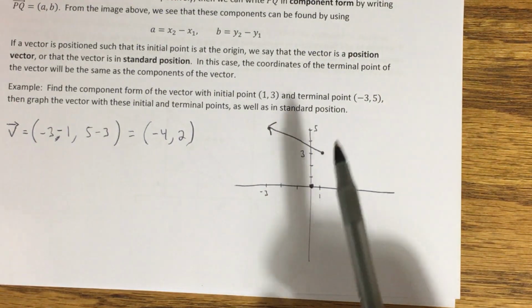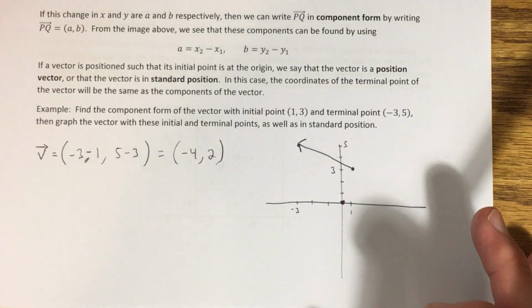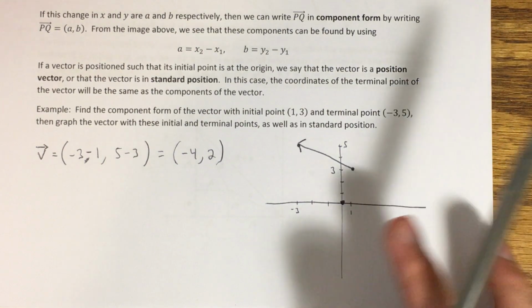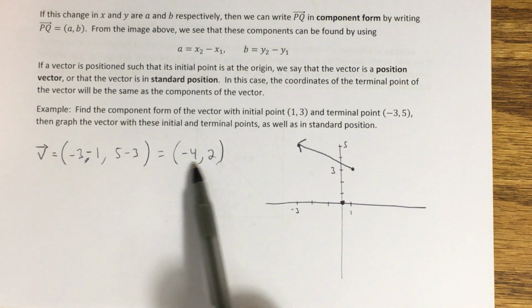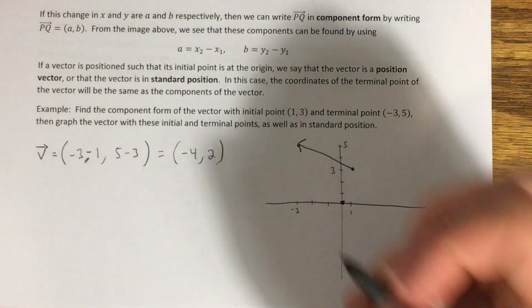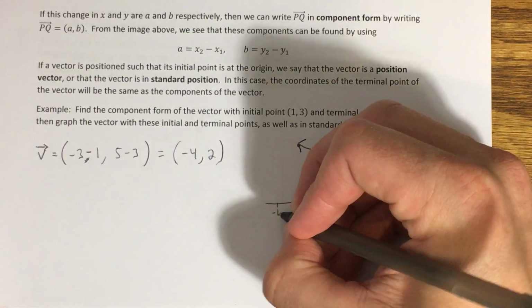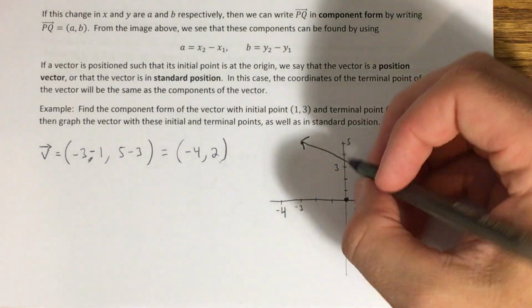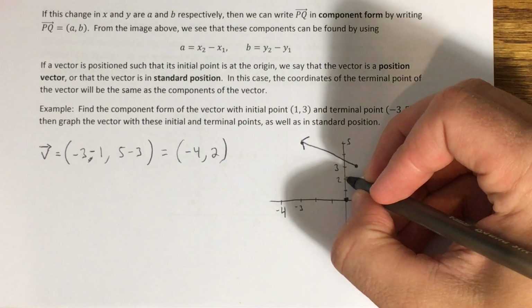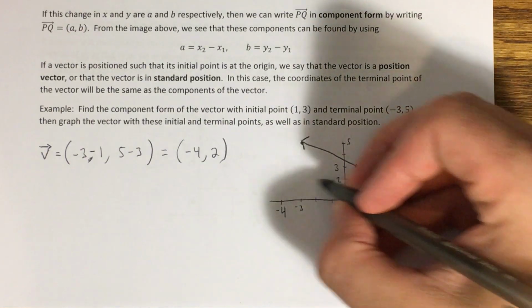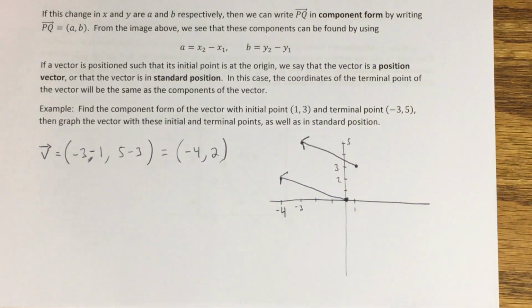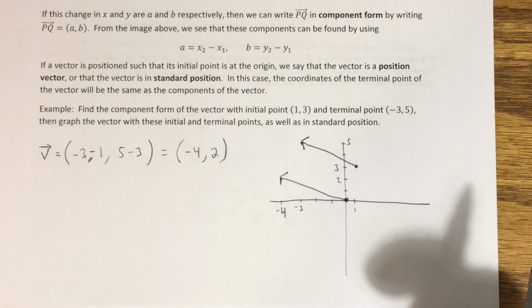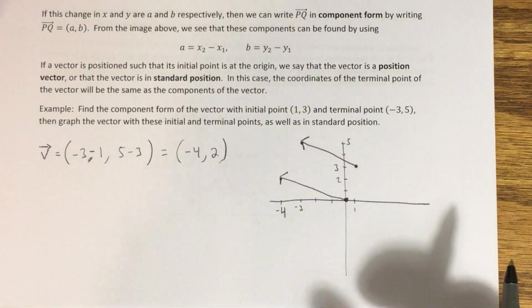Now, one nice thing about having a vector in standard position or as a position vector is that if you know the component form for that vector, that component form is going to tell you exactly where to find the terminal point as well, which means if my initial point is at the origin 0, 0, then my terminal point should be at -4, 2. Like this.